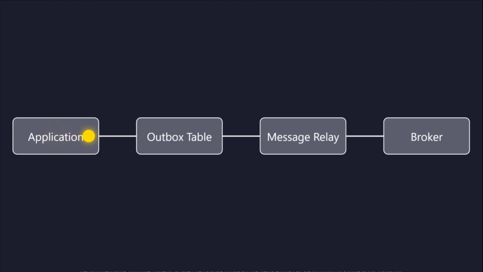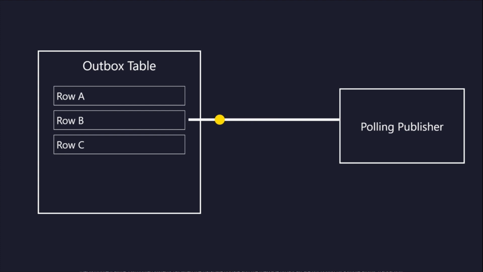A separate process called the message relay is responsible for reading entries from the outbox table and publishing them to the broker. This decoupling ensures that the application performance is not impacted by the latency or availability of the message broker. The simplest relay implementation is the polling publisher, which periodically queries the outbox table for unpublished rows.